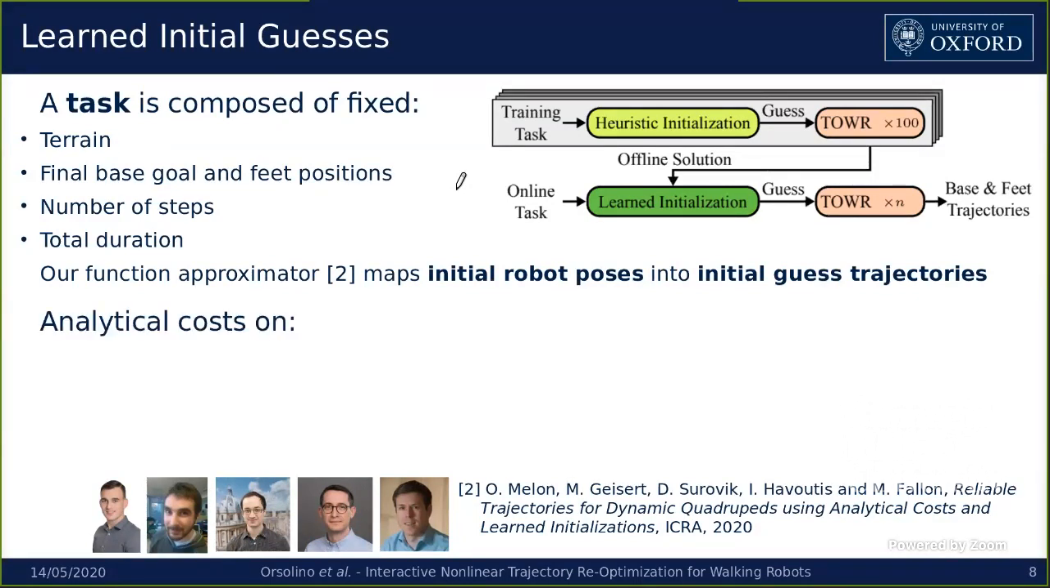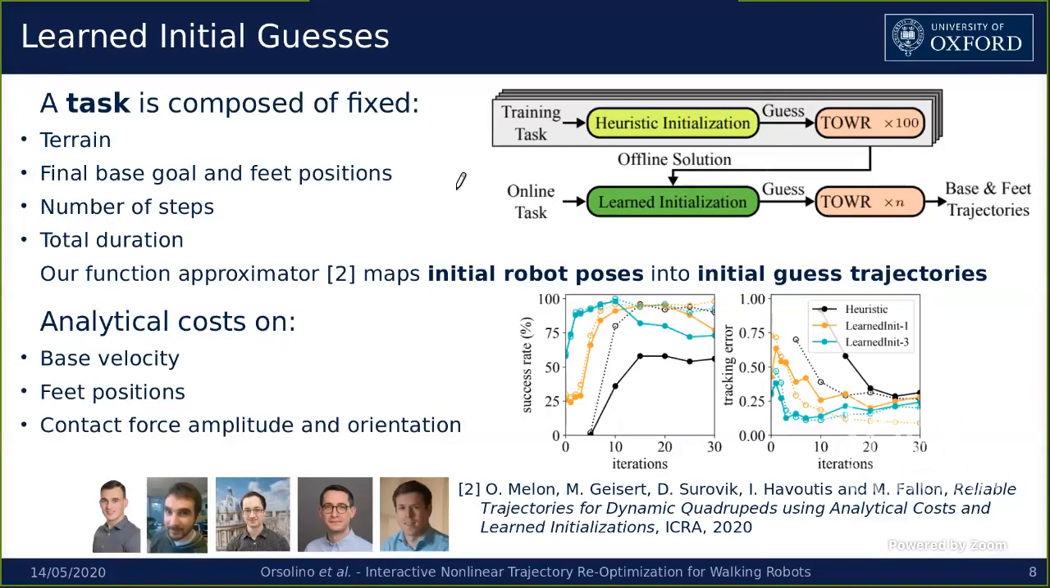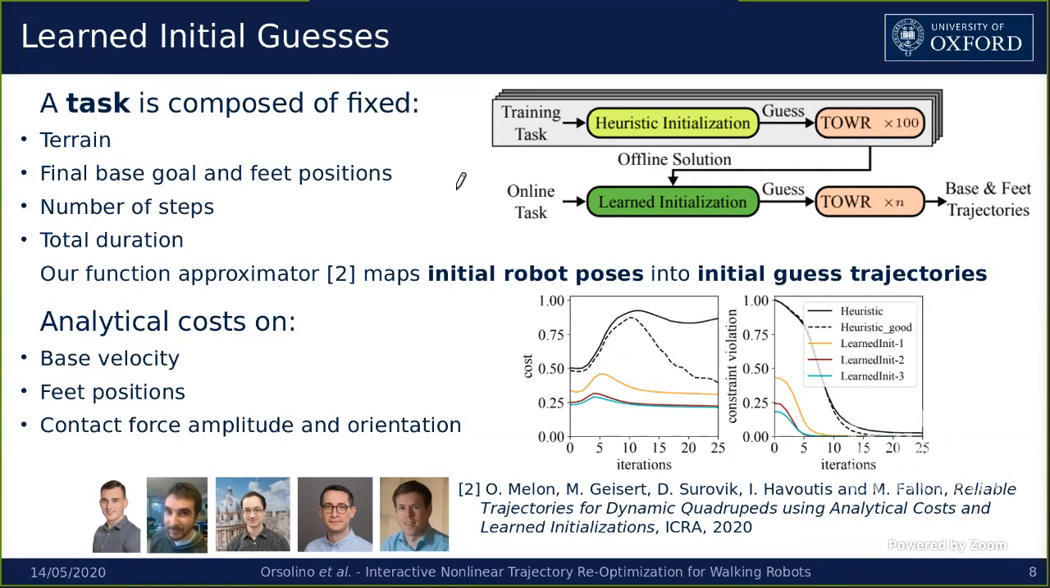Thanks to that and to the analytical costs that we propose that minimize the base velocity, that regularize the feet position and minimize the amplitude of the contact forces, we were able to achieve a 95% success rate within just 10 solver iterations. And the number of iterations that it takes the solver to converge to an optimal solution is now 5 times lower than those problems which were initialized with the baseline heuristics.